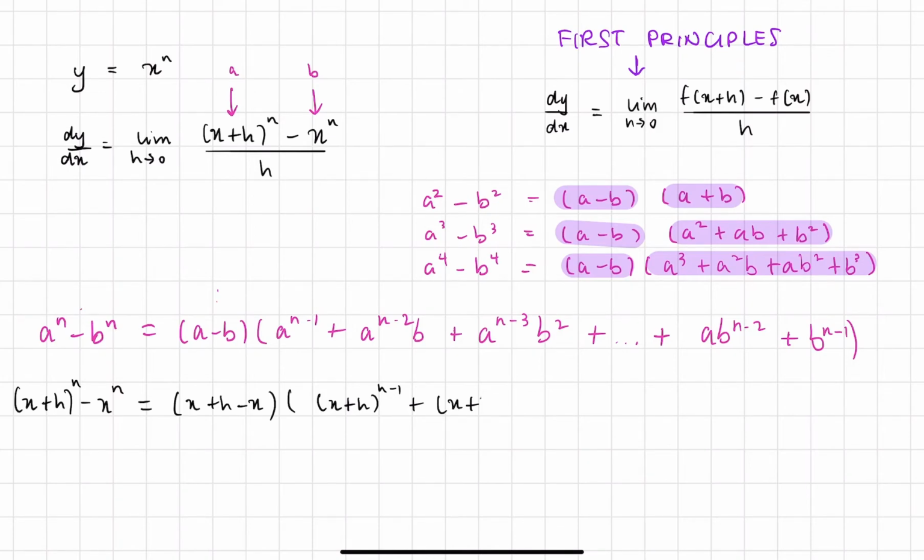And then we have (x + h)^(n-2), and then we have a b, which is just an x. Okay, I'm going to skip the next one and just jump straight to the end, where we have a, which is x + h. And then we've got x, which is b, to the power of n - 2. And at the end, we should just have x^(n-1).